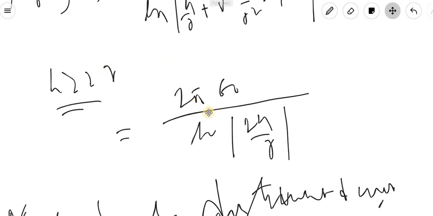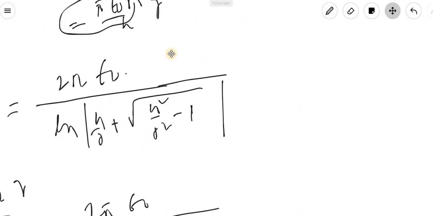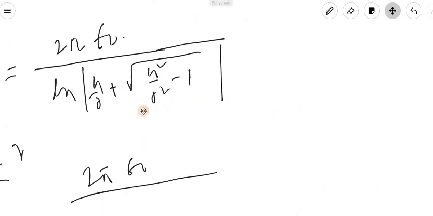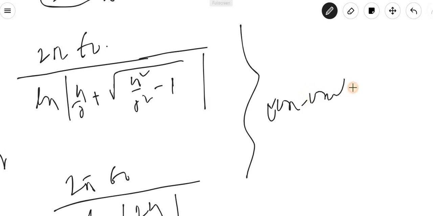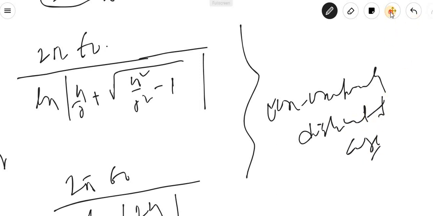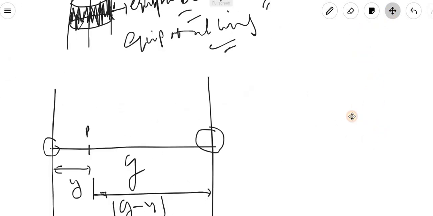As we calculated, the expression 2 pi epsilon naught over ln 2H by R is for the non-uniformly distributed case. But now we will consider the uniform distribution of charge.